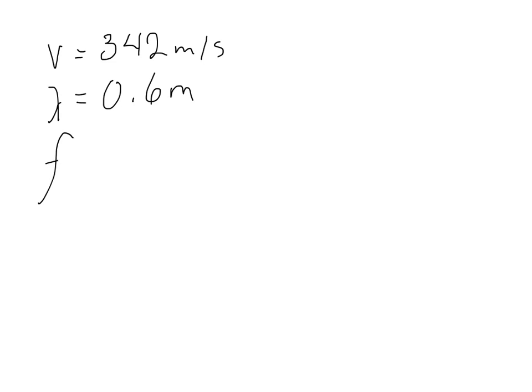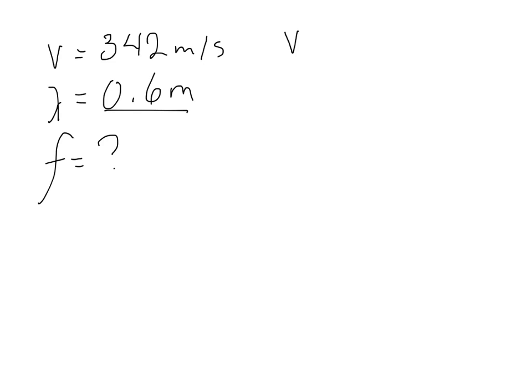Now let's look at a sound wave. It's traveling at 342 meters per second, and we determine the wavelength to be 0.6 meters. What is the frequency of the tuning fork that's producing that wave?